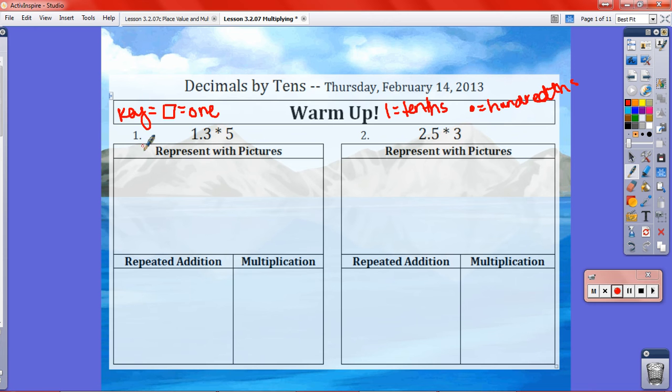Now, I'm only going to go over one of these warm-up questions. The first one is 1 whole and 3 tenths times 5. So that's 5 groups of 1 whole and 3 tenths. So I'm going to go ahead and make my 5 groups. That's 3, 4, and 5.